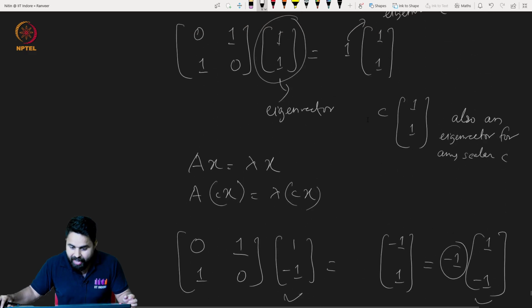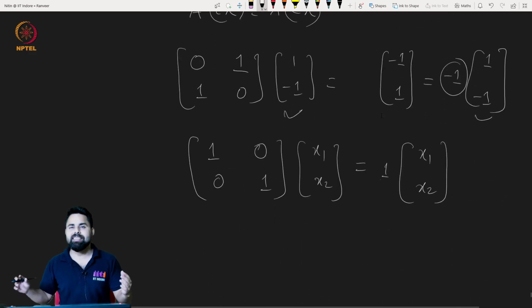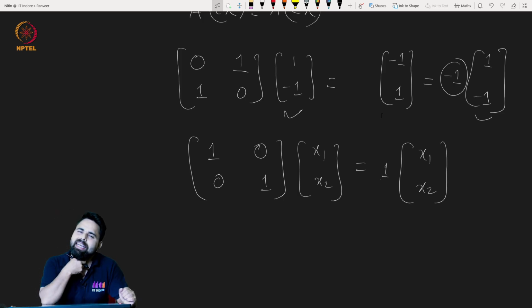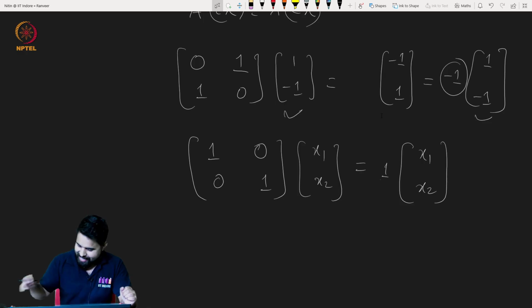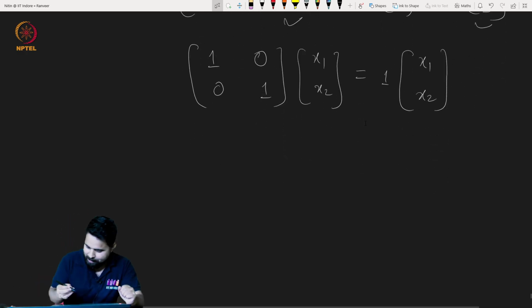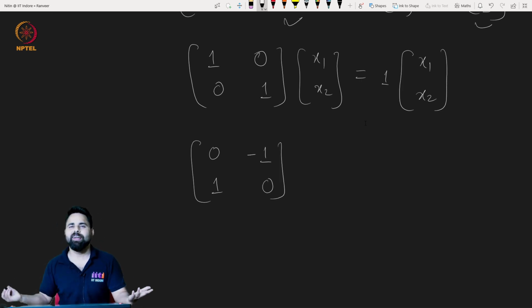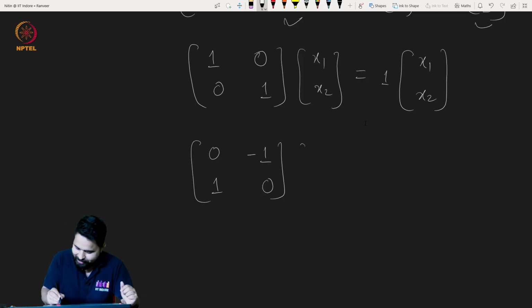And now let us ask another question. Does every matrix have eigenvalues and eigenvectors? In particular, let us see this matrix. Maybe I cook up this matrix. So suppose this one. Let us try to find its eigenvectors. Suppose x1 and x2.